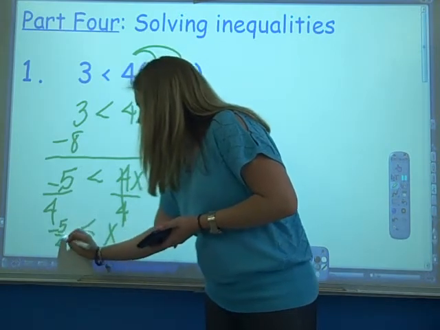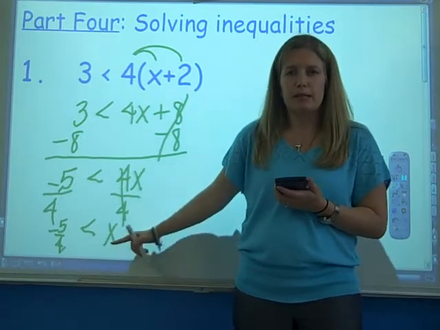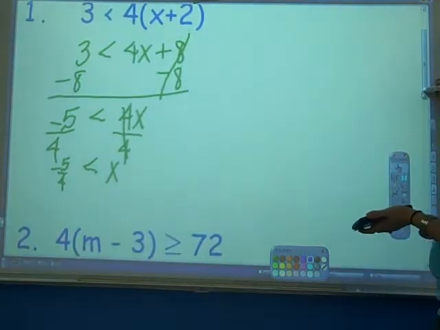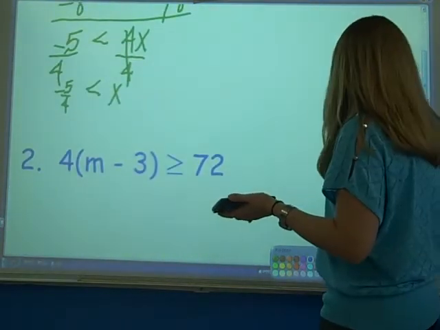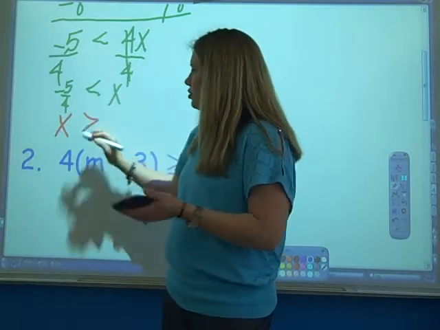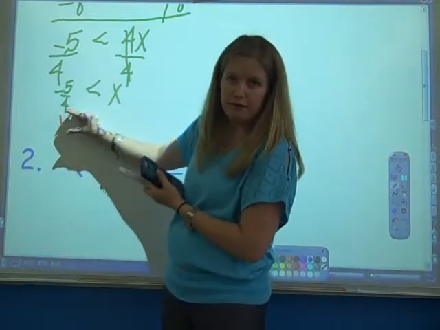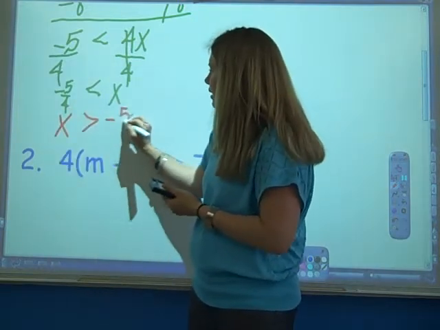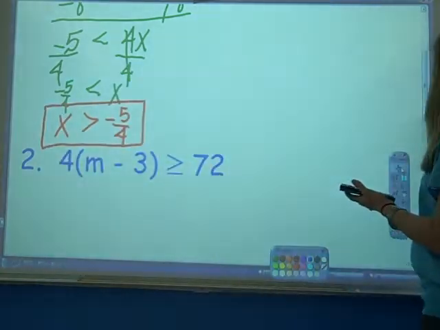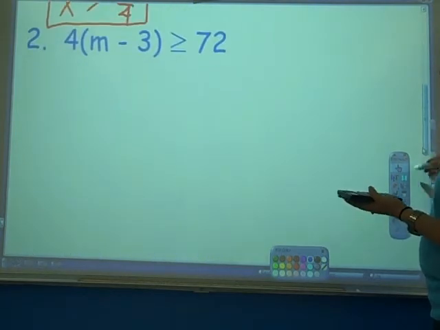You can leave it as negative 5/4. You cannot leave that answer though. You need to put the variable on the left. So when you do that, you should get, let's see if I have some more space right here. I do. When you move your variable over here, you have to flip the sign so that the bigger part is still facing your x. So I flip the sign, bigger part still facing my x, and I get negative 5/4. Okay, looks good.